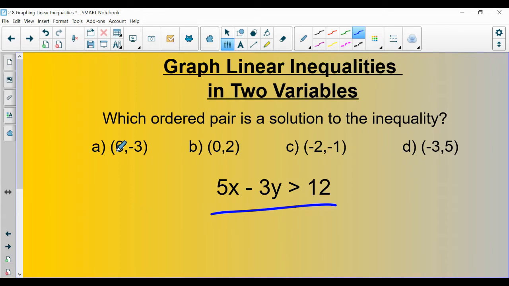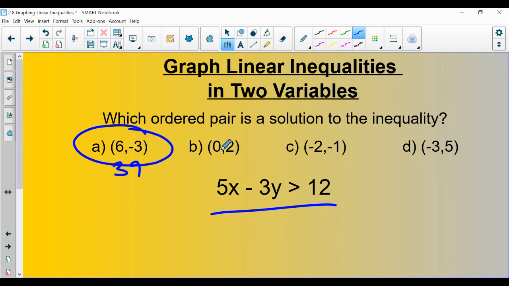So the point (6, -3): 6 is the x, negative 3 is the y. If you were to plug 6 in for x, that would be 30. And if you plug in negative 3 for y, that would be negative 3 times negative 3, which is positive 9. You get 39 here. And 39 is greater than 12, so that ordered pair is a solution to the inequality.